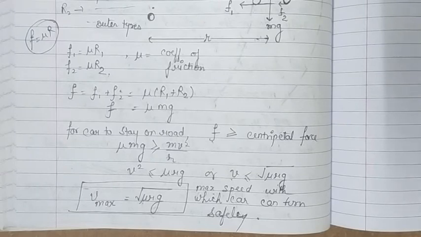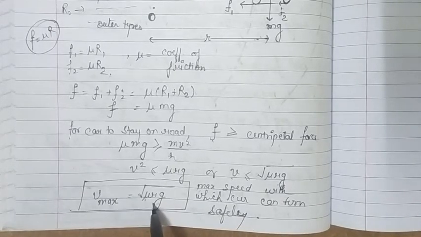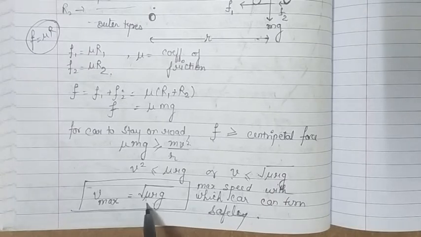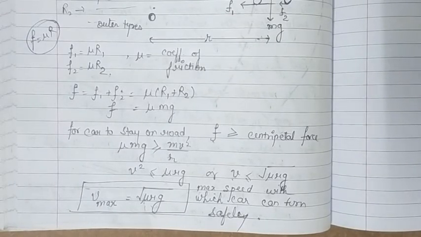That's why the maximum safe speed for that car is under root mu rg, and it depends on the radius of the curved path and the coefficient of friction between the road and the tire. So these two things are responsible for deciding which speed is the safest limit for that vehicle. So it depends on the radius and the coefficient of friction.